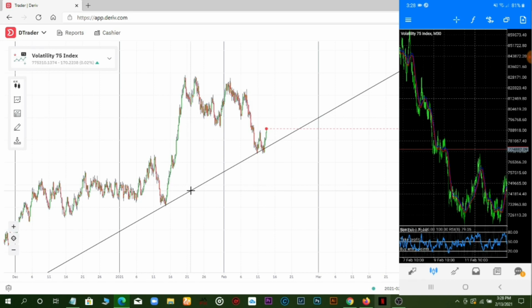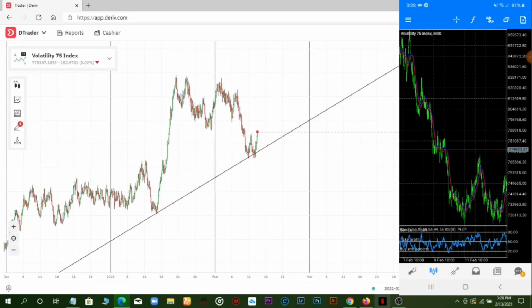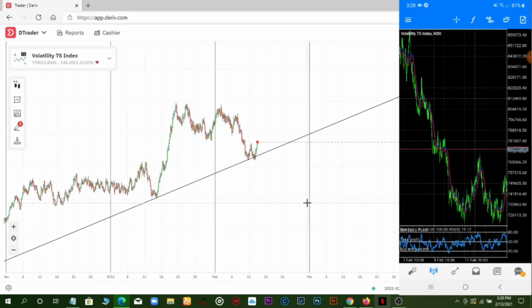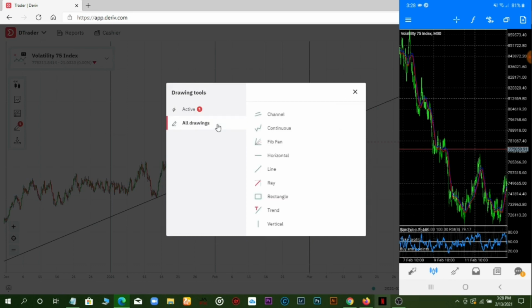We're going to blend both the price action and strategy to help us get more profits when we are trading this particular index. So the first thing you want to do, of course, is go into your larger time frames and draw your trend line.